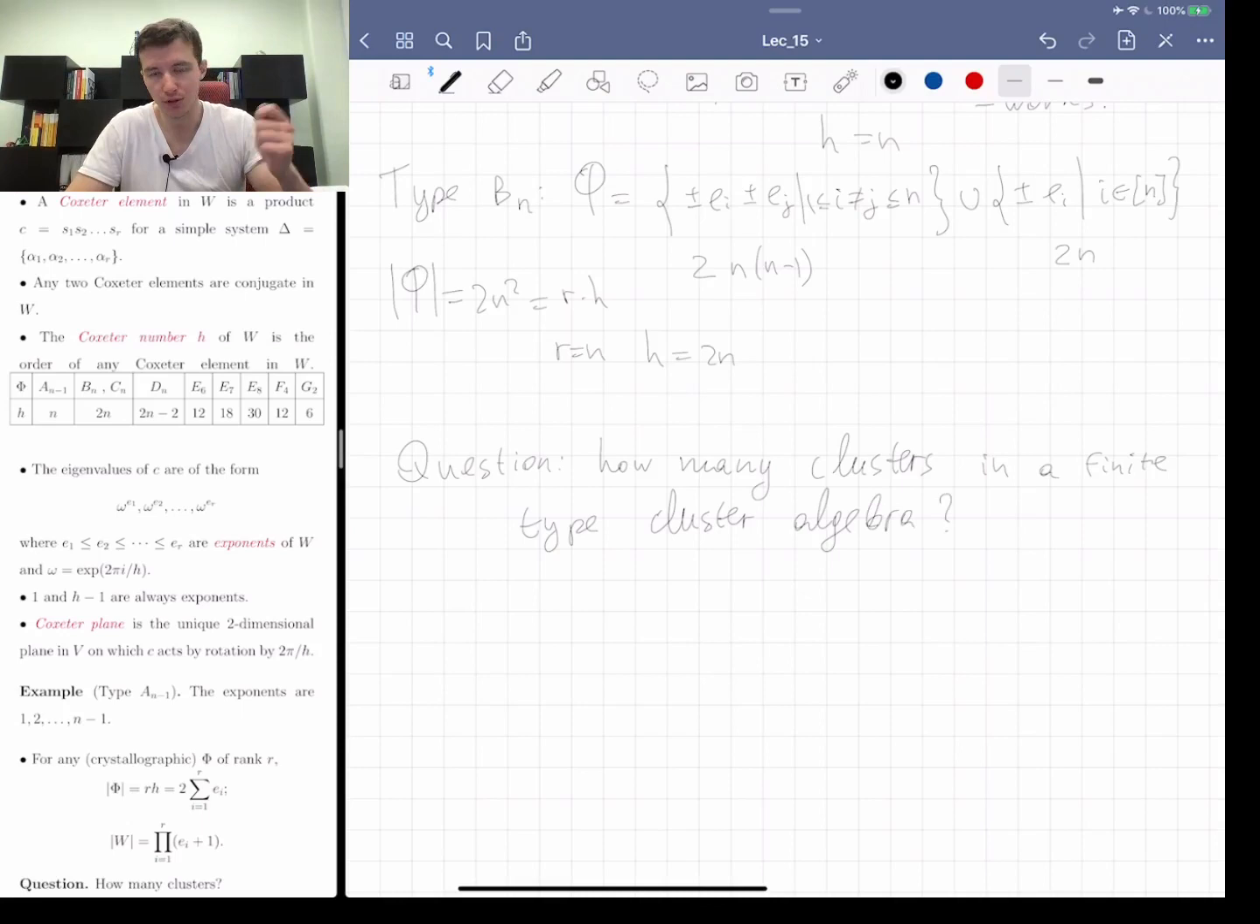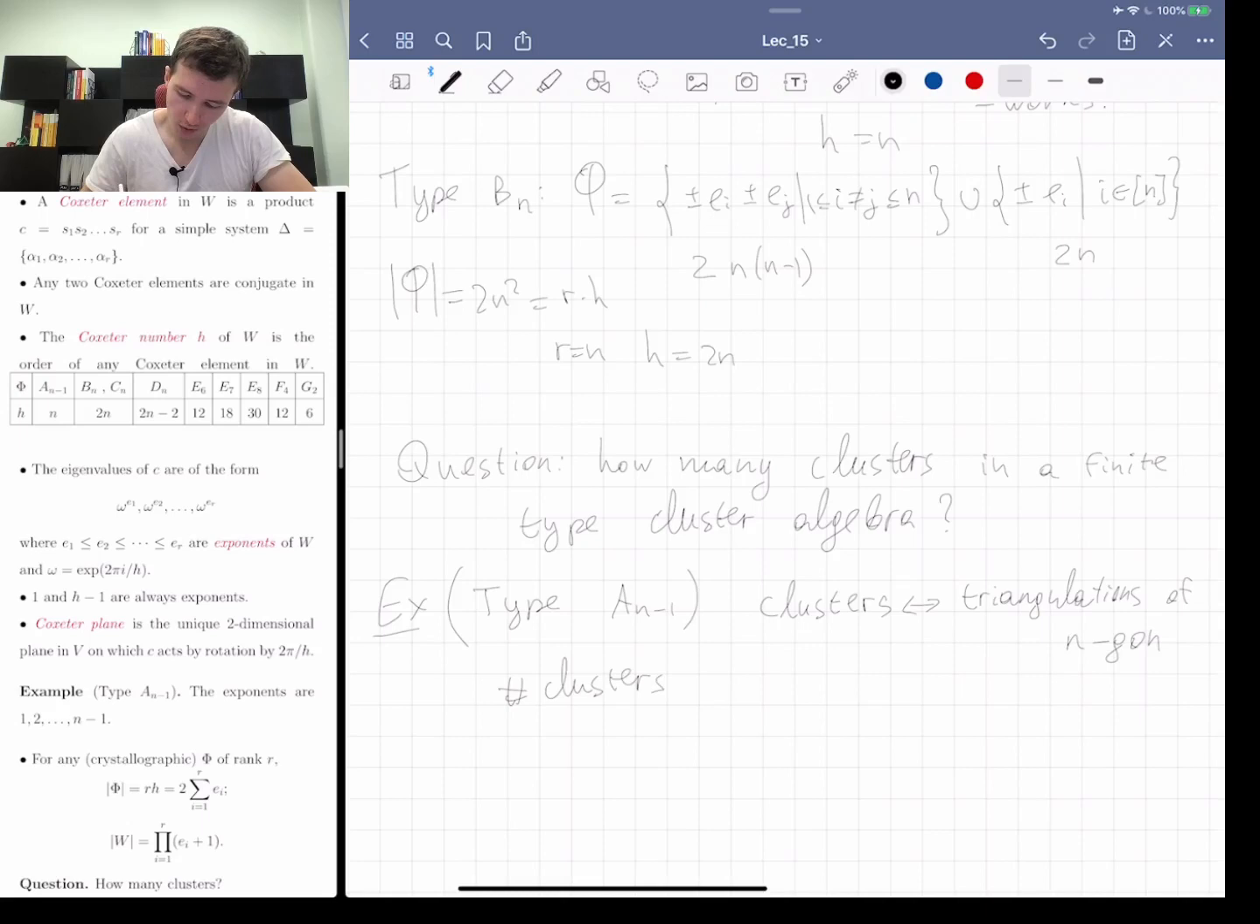Remember, for example, for type A n minus 1, the cluster variables corresponded to diagonals, and then the clusters were in bijection with triangulations of an n-gon. So the number of clusters was given by the Catalan number. Or was it, up to maybe a shift, instead of A n minus 1? I have to shift this somehow.